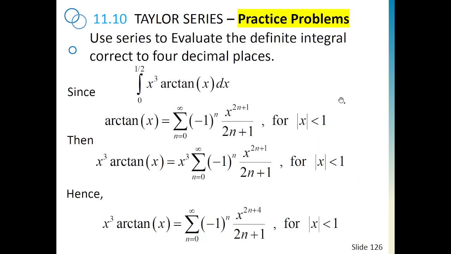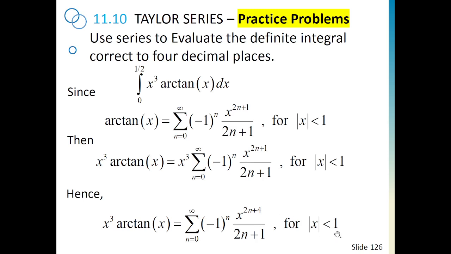What happens if I need to find a definite integral? So I have the two bounds of a special function. So we need to evaluate this definite integral using the series, and they want 4 decimal places to be correct. Okay, let's see how it works. The first part of the procedure is always the same. You have one of those functions that you know, the Taylor series, and then you multiply here by x cubed. So basically the power here, it will be 2n plus 1 plus 3, so that's why we have 2n plus 4.